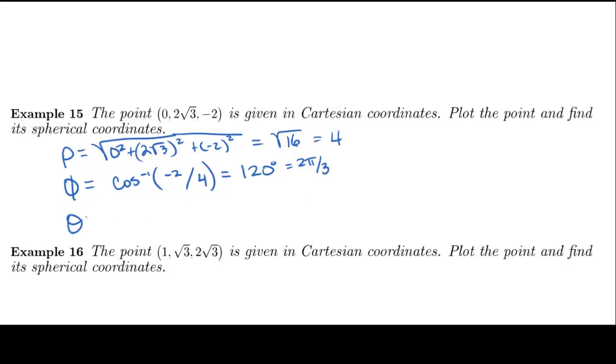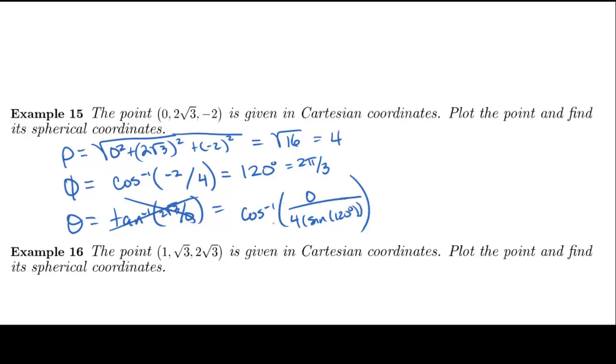And finally, theta, if we do tan inverse of y over x, you can see how we have that 0 there. So we can either try to figure out if it's at 90 degrees or 270 degrees, or we can use the other formula, which was cosine inverse of 0 over 4 times the sine of 120 degrees. And cosine inverse of 0 is just 90 degrees or pi over 2, depending on which you prefer.